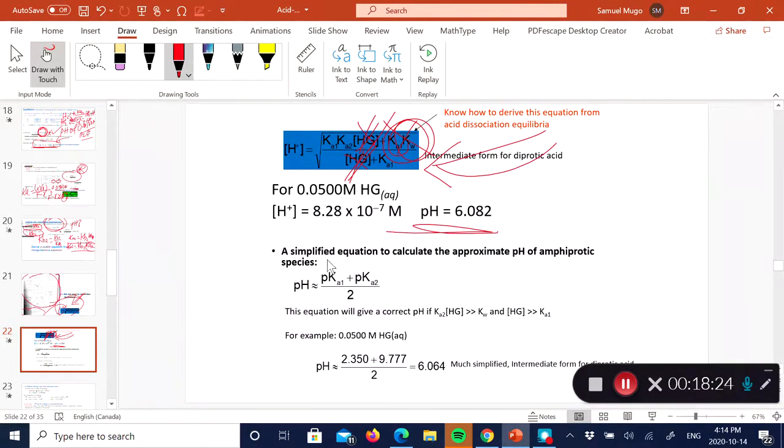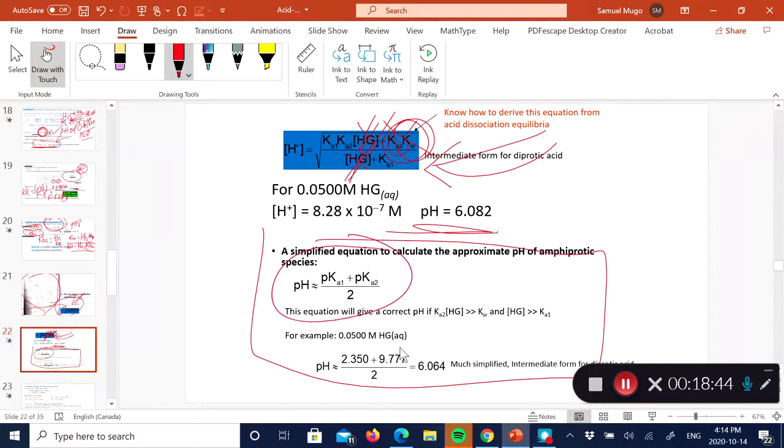And eventually, I'll be left with this relationship. The pH is equal to the pKa1 plus the pKa2 divided by 2. Okay? And so, essentially, you're going to see if I invoke this relationship and neglect the HG, you're going to see that I get a pH of 6.06, which is very similar to what I had here when I used the concentration. So essentially what I'm saying is the concentration of amphiprotic species doesn't contribute significantly to the concentration of the hydronium ion or to the pH, and so it can be neglected, okay? So if at all you have an amphiprotic species, that's the way you calculate the pH.